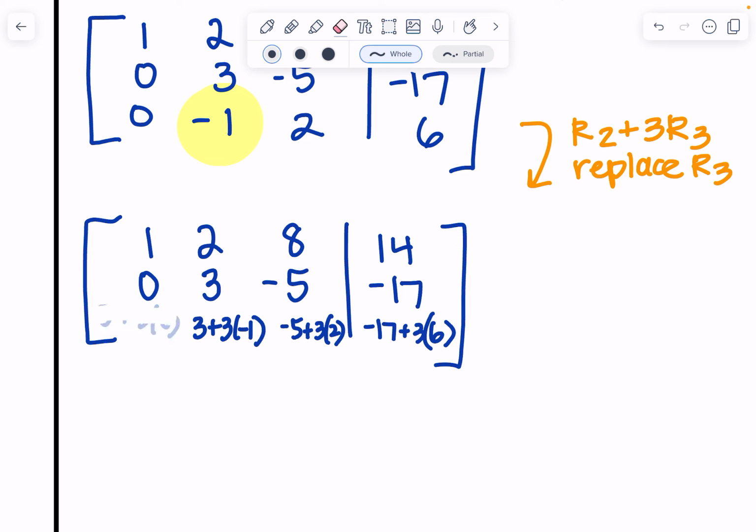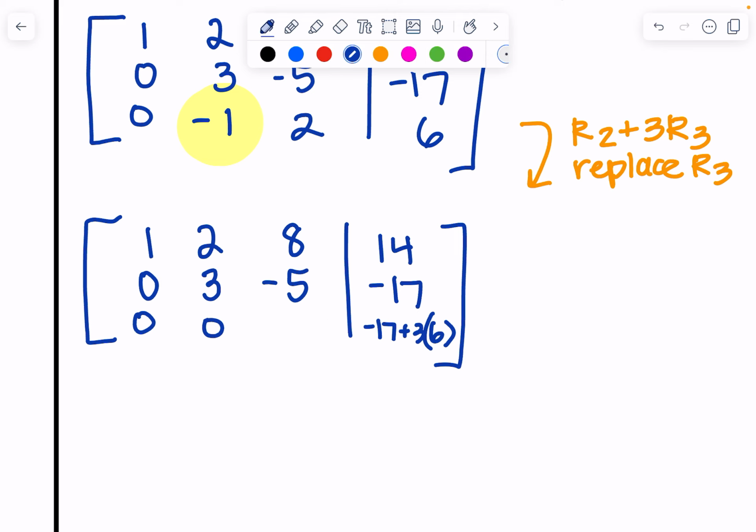0 plus 3 times 0 is 0. 3 plus 3 times negative 1 is 0. Negative 5 plus 3 times 2 is 1. And then negative 17 plus 3 times 6 is 1. Okay, so we got lucky here because we were just trying to get a 0 here, but we ended up getting a 1 here as well, which is great.